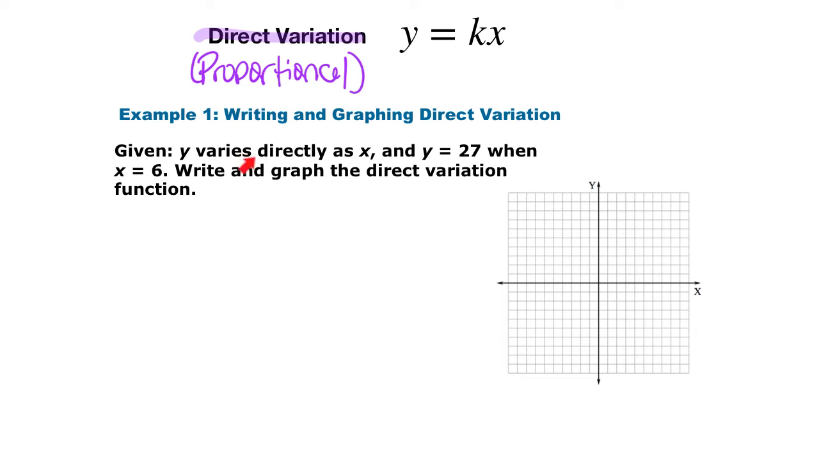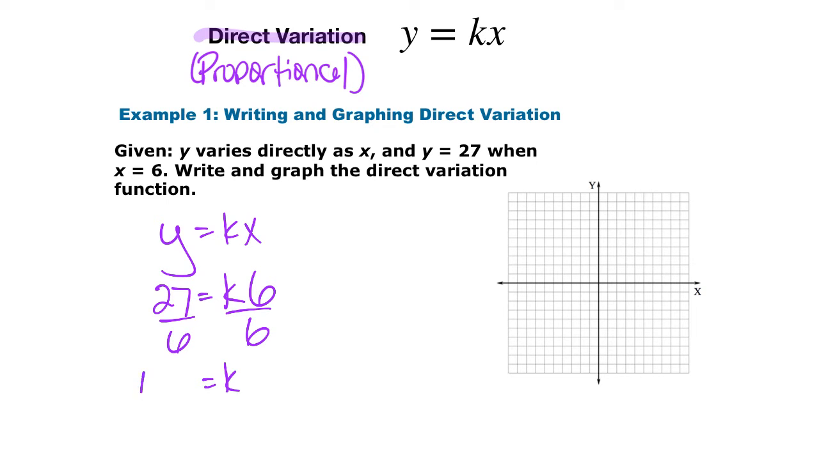So first one, y varies directly as x, and y equals 27 when x equals 6. So write and graph the direct variation function. We don't know yet what k is. We don't know that constant term, but we do know that when y is 27, x is 6. So I can rewrite it like this. And then I could divide both sides by 6, and I could find k to be 4.5. So I would rewrite this then as y equals 4.5x.